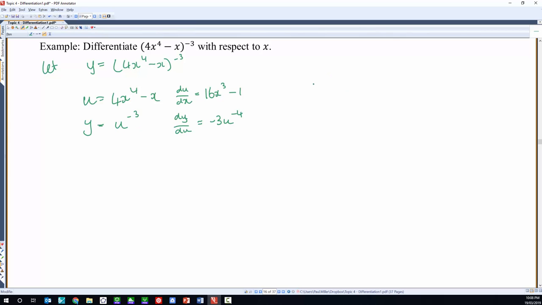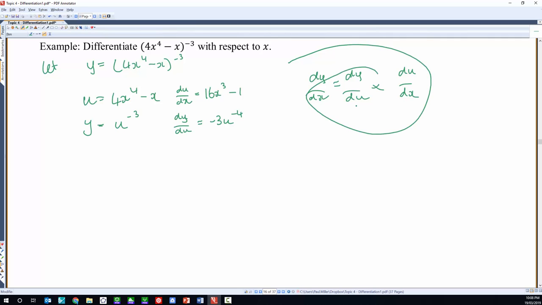Okay, so you remember that the chain rule is dy dx equals the outer function dy du multiplied by the inner function du dx. If you can actually remember that without having to look up the formula sheet, that's really good. And remember to just say to yourself: the derivative of the outer function multiplied by the derivative of the inner function. Okay, so let's do the derivative.